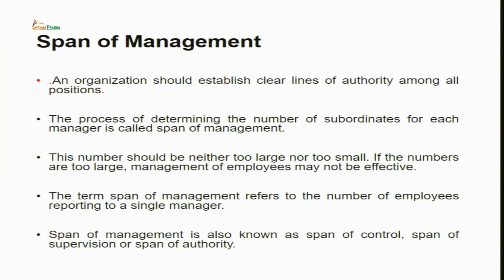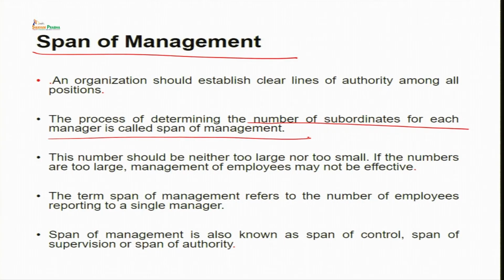Now, let us try to understand the next concept, that is span of management. What is span of management? Span of management is the number of subordinates for each member in the organization. It is also called span of control, span of supervision, or span of authority. The number of people under any particular manager should be neither too large nor too small, because if it is too large, then it is unmanageable. If it is too small, then the resources are underutilized.